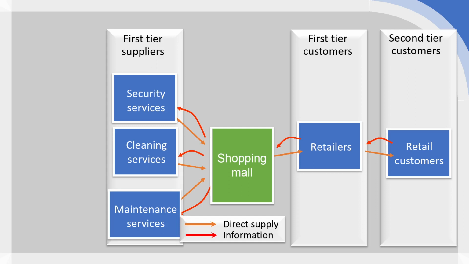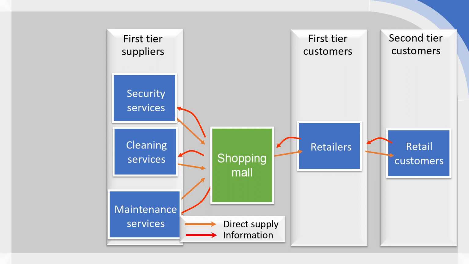There will be specialist cleaning companies as well that will have their own cleaning services which are offered to various companies. And maintenance will often in a shopping mall involve things like lighting, heating, and other services. So those will be our first tier suppliers. So they'll be interacting directly with the shopping mall.